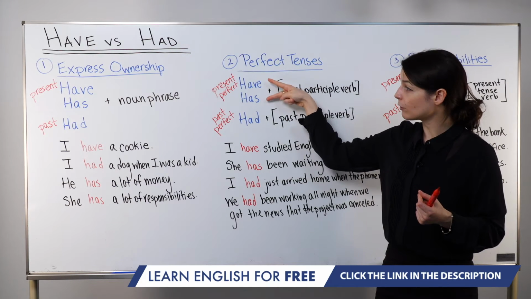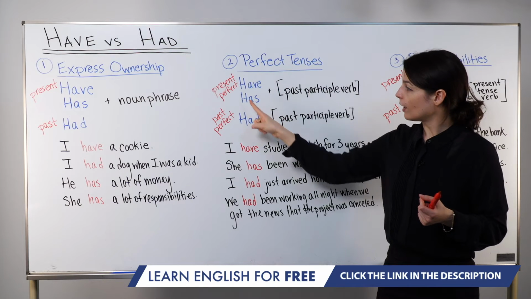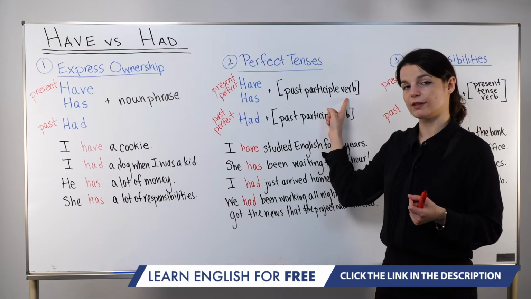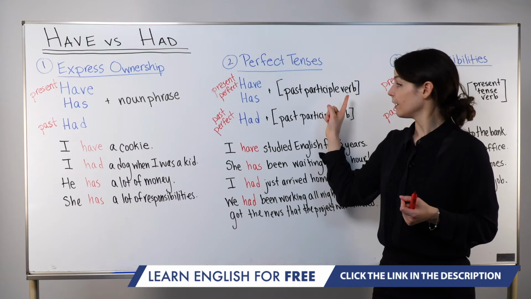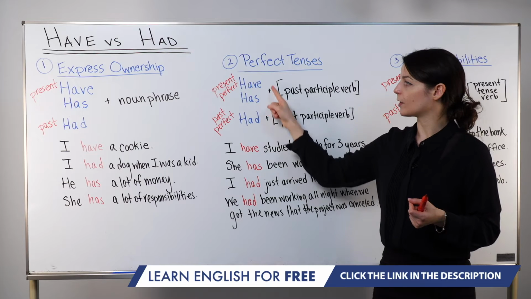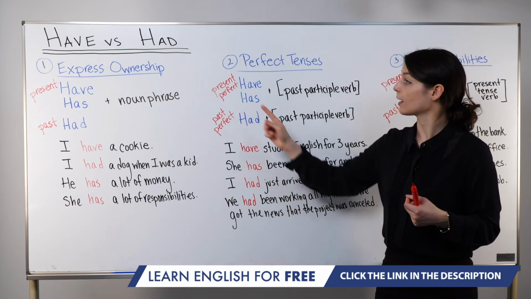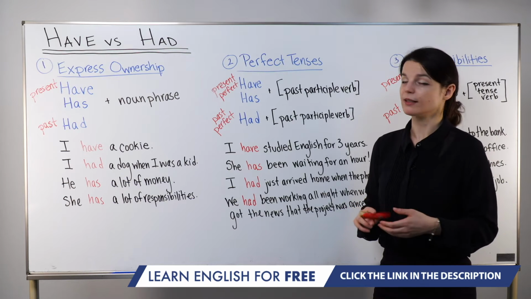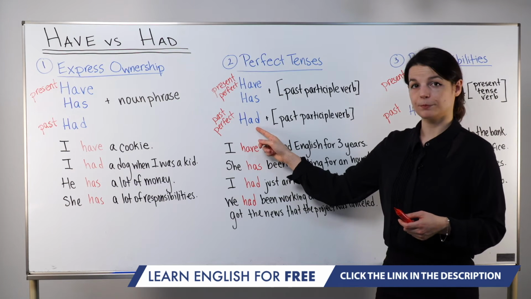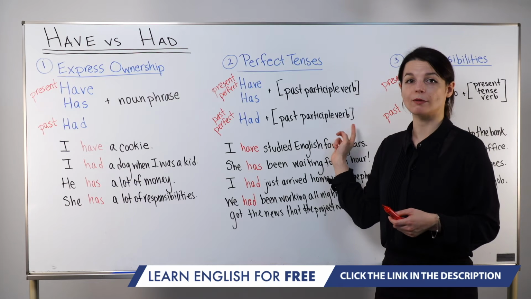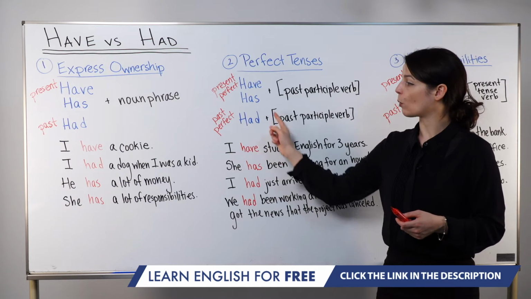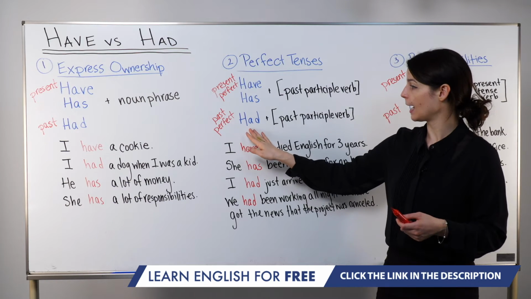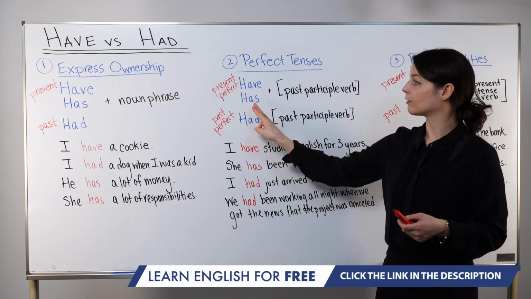So we use have or has, but we follow it with the past participle form of a verb. This is a special form of each verb that we attach to have or has. So this is to make the present perfect tense. When we make the past perfect tense, however, we use had plus the past participle form of the verb. So again, there's only one word here. There's no change if the subject changes. So past perfect, had, present perfect, have or has.